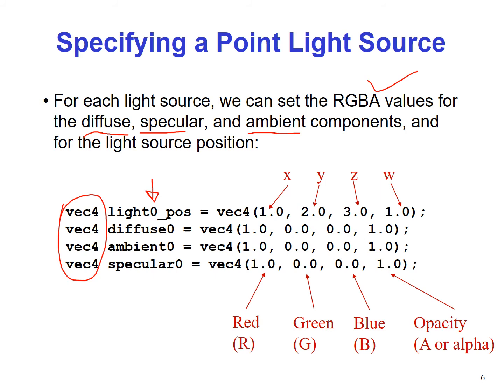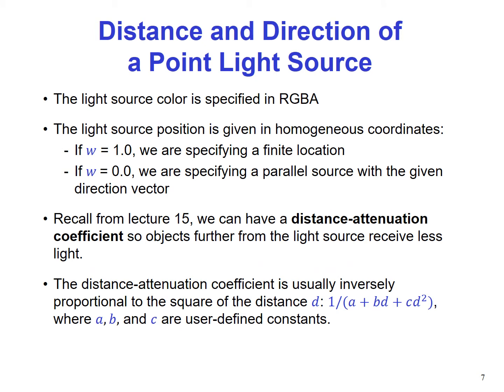Position would of course be defined by the XYZ values, and the perspective division W. The diffuse, ambient, and specular components of the light source would be defined by the RGB values. This is the red component, this is the green component, and this is the blue component. So this light has been set as red because we've given 1 to the red component and 0 everywhere else. If we want a white light source, we should give 1, 1, 1 to the RGB values. The last component is for opacity or alpha. The light source color is specified in RGBA.